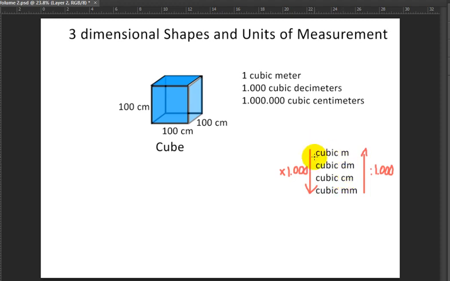So for example, 3 cubic meters is 3,000 cubic decimeters, because 3 times 1,000 makes 3,000. And 3 million cubic centimeters, and 3 billion cubic millimeters.